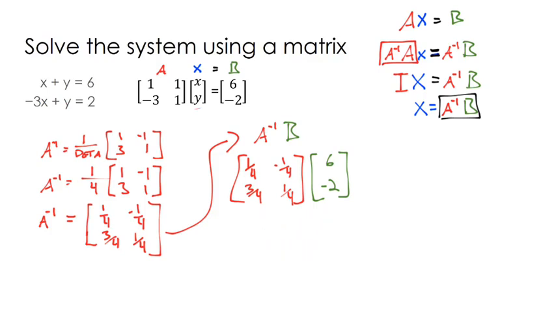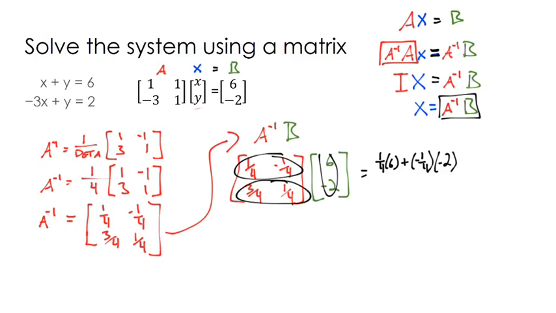Okay, so just a little background. I'm not going into detail about how to multiply matrices, but here we go. I'm going to multiply this row times this column. So we have 1/4 times 6 plus negative 1/4 times negative 2. And then we need to multiply the second row times this column. So we do 3/4 times 6 plus 1/4 times negative 2. Now, what this answer is, that's going to be our x. If we multiply A inverse times B, it's going to give us the solutions to our system.